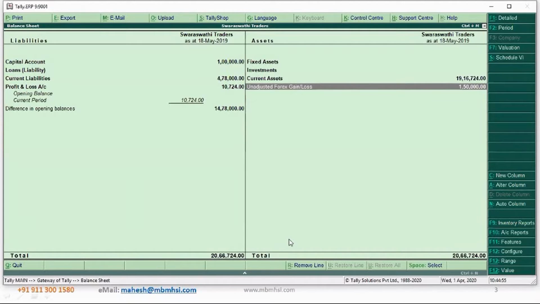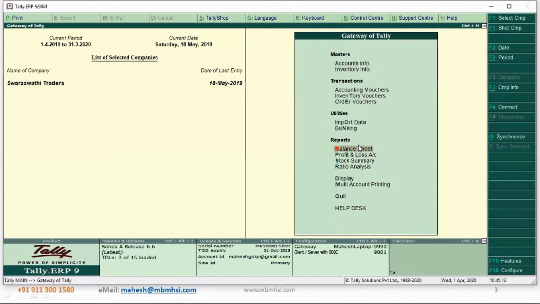Now you need to adjust this. For this, you need to pass a JV. A journal entry needs to be passed. How to treat the loss? Yeah, that is what we will show you. Dinesh, how to treat the loss? We need to pass one journal entry. To pass one journal entry, say, for example, we did a purchase, and the payment on 20th.